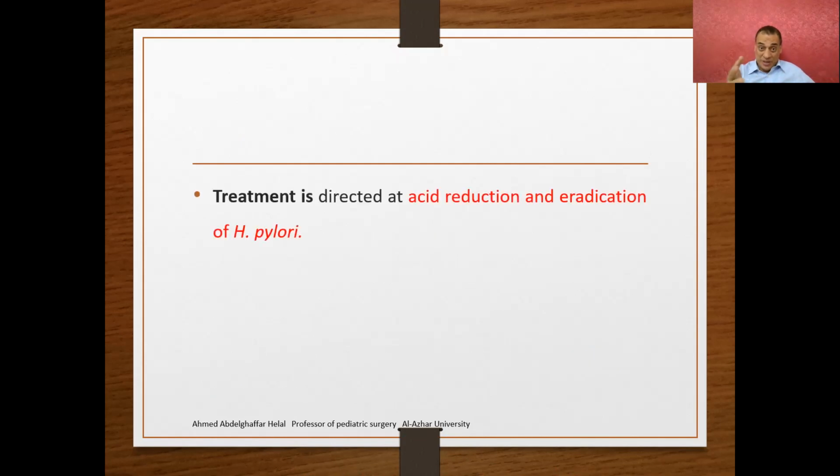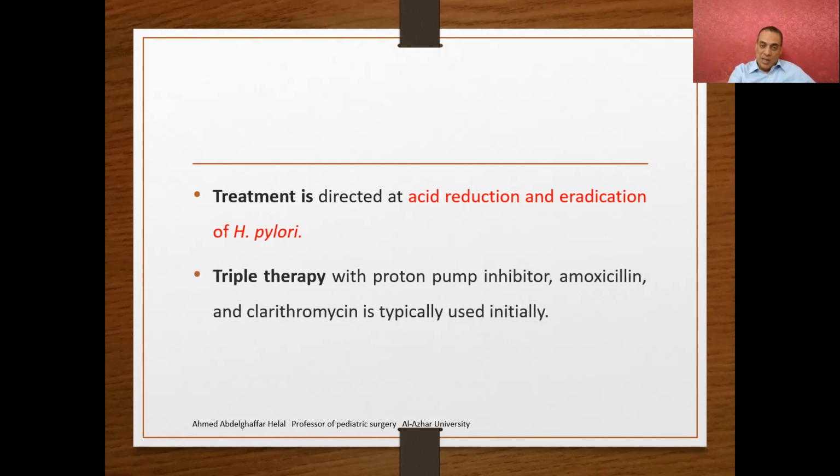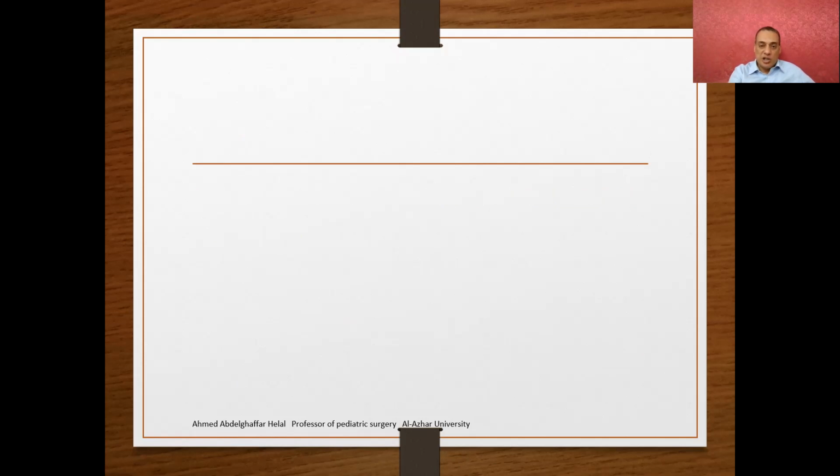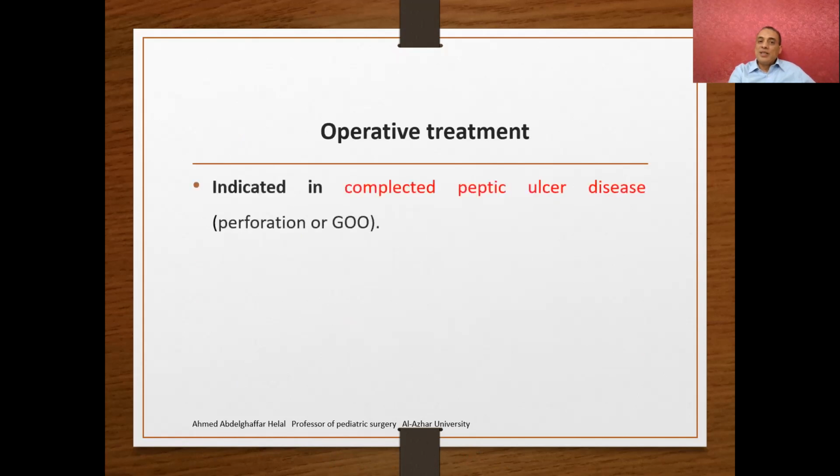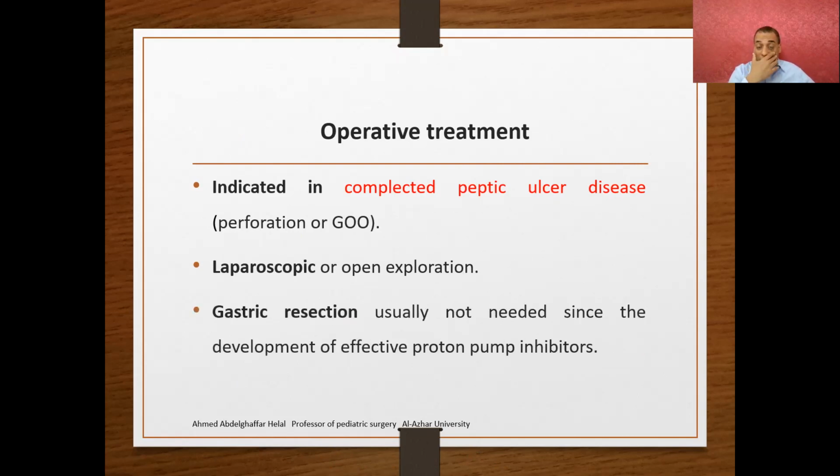The treatment is directed to acid reduction and eradication of Helicobacter pylori. The well-known triple therapy, a proton pump inhibitor, amoxicillin, and clarithromycin, is typically used initially. Operative treatment is indicated in complicated peptic ulcer cases, whether there is perforation or gastric outlet obstruction, by laparoscopic or open exploration. Gastric resections are usually not needed, since the development of effective proton pump inhibitors to treat these ulcers.